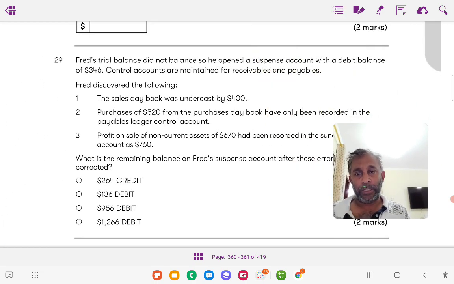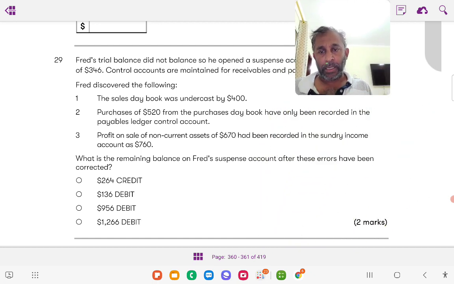Question number 29 speaks about Fred's trial balance did not balance. So he opened a suspense account with a debit balance of 346. Control accounts are maintained for receivables and payables. Fred discovered the following. The sales day book was undercast by 400. Purchases of 520 from the purchase day book have only been recorded in the payables ledger control account. Profit on sale of non-current assets 670 had been recorded in the sundry income account as 760. What is the remaining balance on the Fred suspense account after these errors have been corrected?